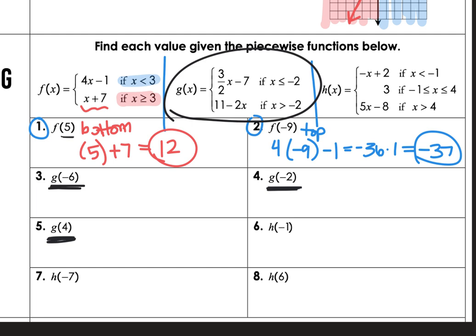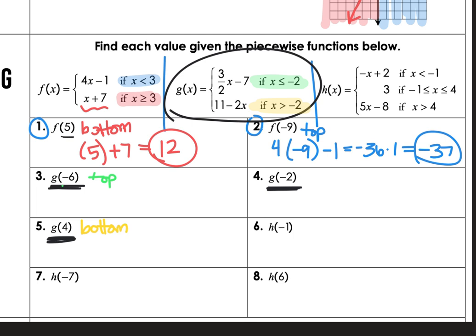And I'm going to identify the domain. So I see one of them is x is less than or equal to -2, and the other one is x is greater than -2. So I'm going to look at my different functions here and see if I can figure out which section this belongs to, which domain. So -6 is less than or equal to -2, so this is going to belong to the top equation. 4 is going to be greater than -2, so that's going to belong to the bottom equation.